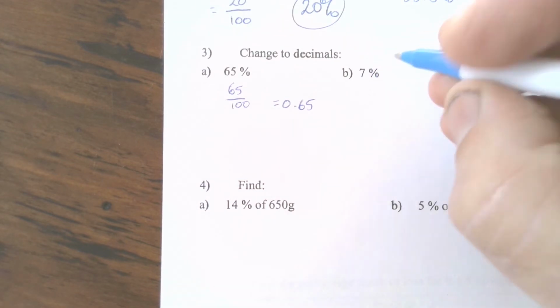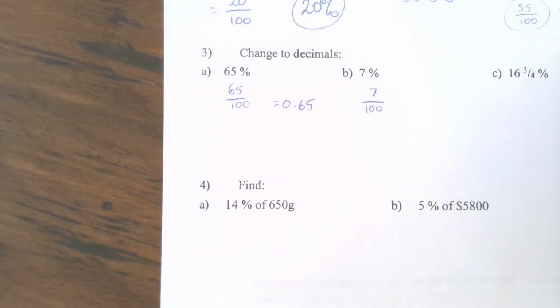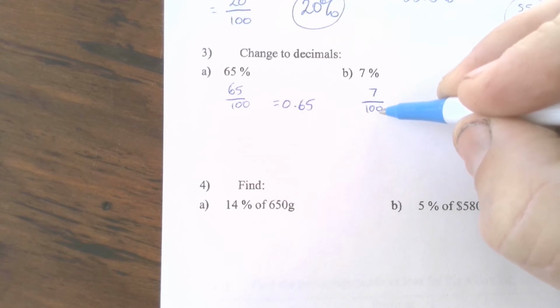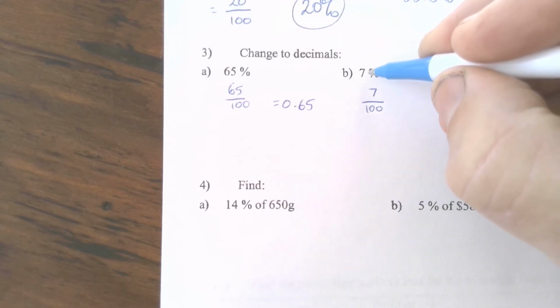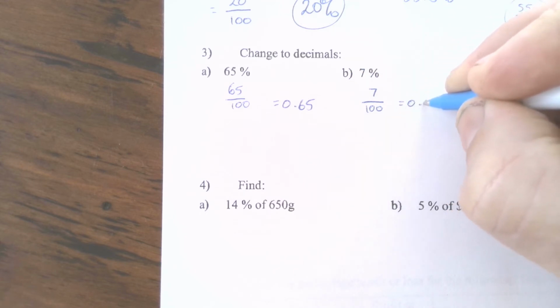3B, 7%. Remember, this is actually 7%, okay, or 7 on 100. So you can either put that into your calculator, or you can remember to move the decimal twice, and you will get 0.07.